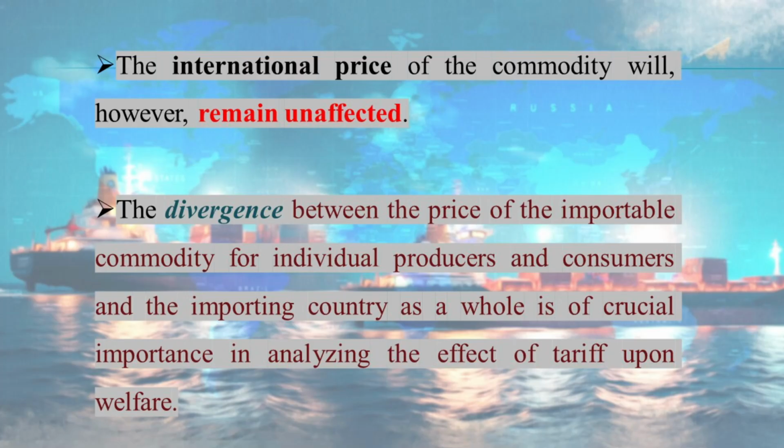So when a small country is imposing a tariff, definitely what will happen? Their domestic price of the importable commodity will rise or increase. However, the international price will remain unaffected. Besides, the divergence between the price of the importable commodity for individual producers and consumers and for the importing country as a whole is of crucial importance in analyzing the effect of tariff upon welfare. So these are the brief effects of a small country when tariff is imposed under general equilibrium analysis.